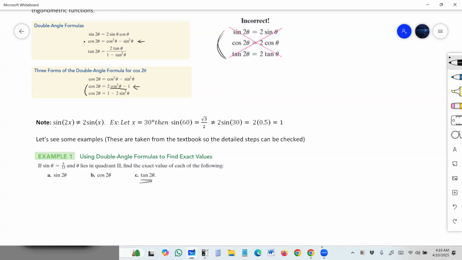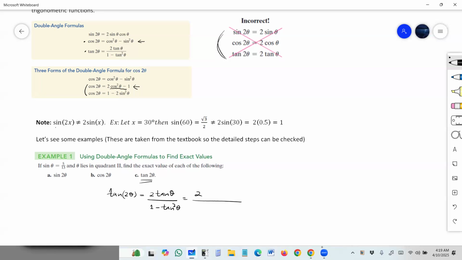So tangent 2 theta. Okay, so tangent 2 theta, I'm going to use this identity. So tangent 2 theta equals 2 times tangent theta over 1 minus tangent squared theta. All right, so 2 times tangent theta.